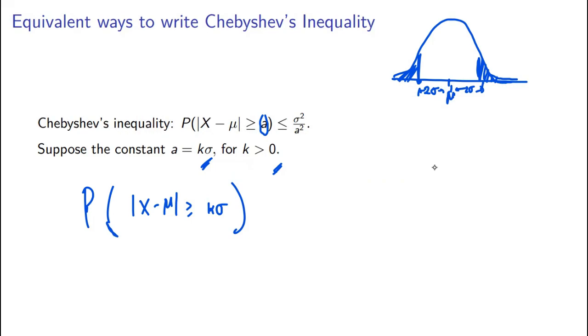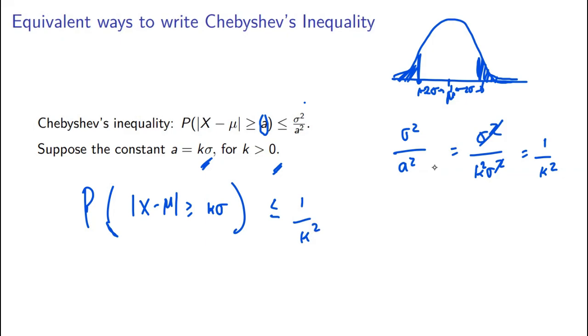And by Chebyshev's inequality, this is less than or equal to sigma squared divided by a squared. But a is what? a is k times sigma, so a squared is k squared times sigma squared. And the sigma squared cancels out, and then you have 1 divided by k squared. It gives you a really nice formula. 1 over k squared is the highest value this probability can take.